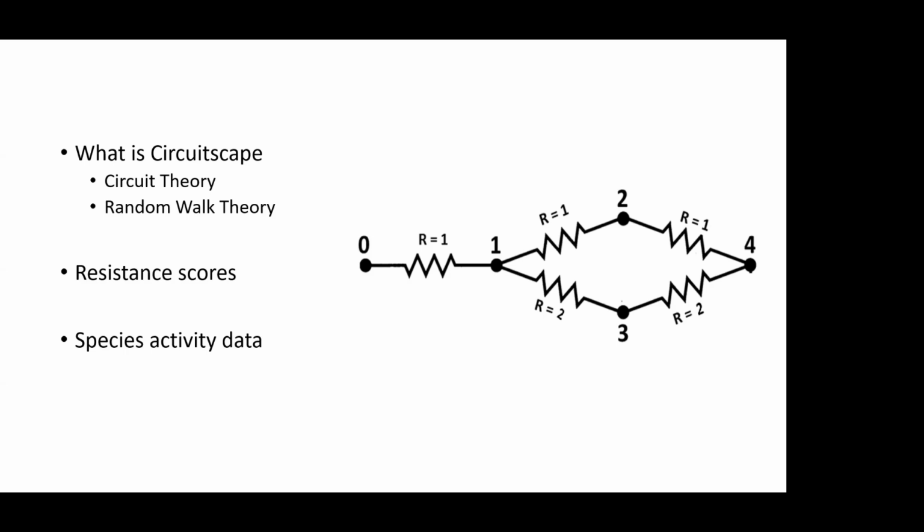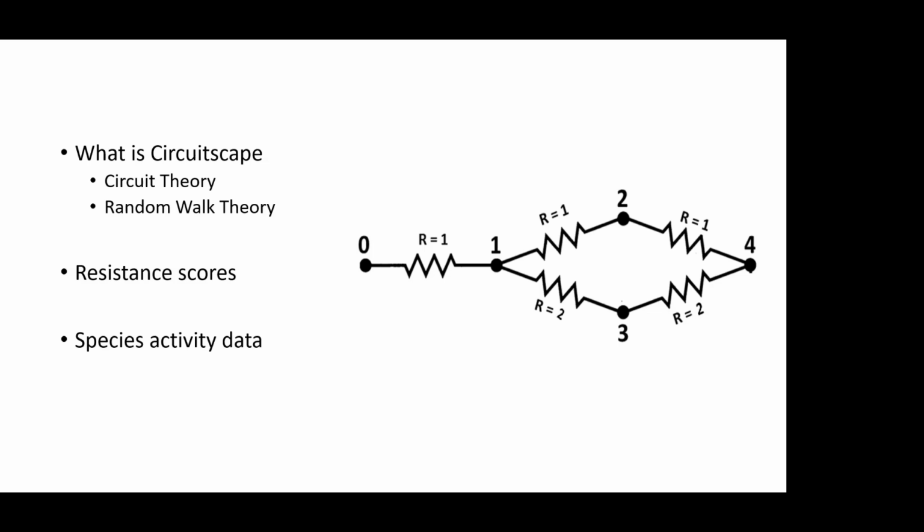So we used a software called CircuitScape, which utilizes circuit theory and random walk theory. Essentially this is like a resistance board, and it models the flow of energy, like electrical current, across the resistance board. So if you see here in the image, going from 0 to 4, we have a resistance value of 3 going from 0 to 1, 1 to 2, and 2 to 4. Whereas the lower route, going from 0 to 1, 1 to 3, and 3 to 4, has a resistance value of 5. So the lower route is less permeable to the movement of the species than the upper route.